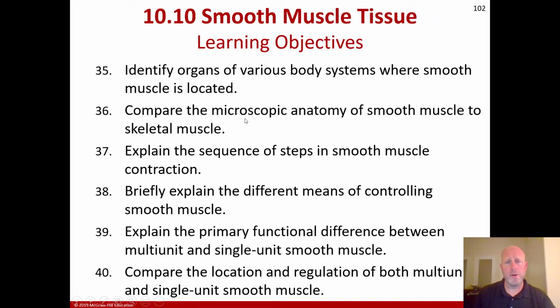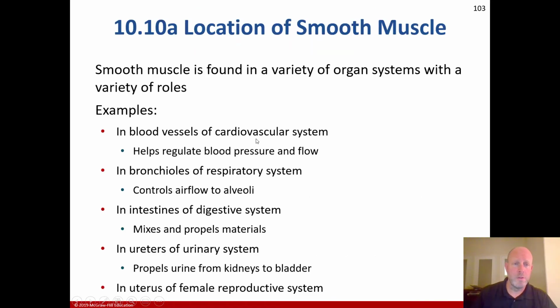And finally, talking about our smooth muscle tissue a little bit here, you should be able to identify the organs of various body systems where smooth muscle is located. Compare the microscopic anatomy of smooth muscle to skeletal muscle. Explain the sequence of steps in smooth muscle contraction. Briefly explain the different means of controlling smooth muscle. Explain the primary functional difference between multi-unit and single-unit smooth muscle. Compare the location and regulation of both multi-unit and single-unit smooth muscle.